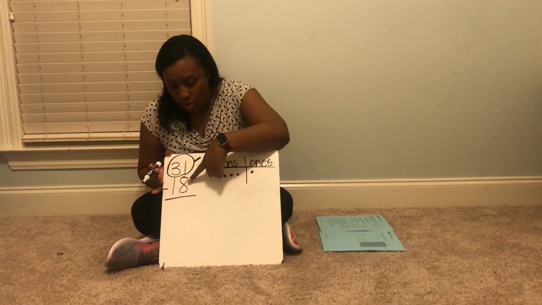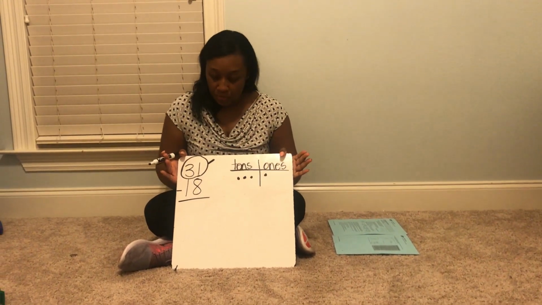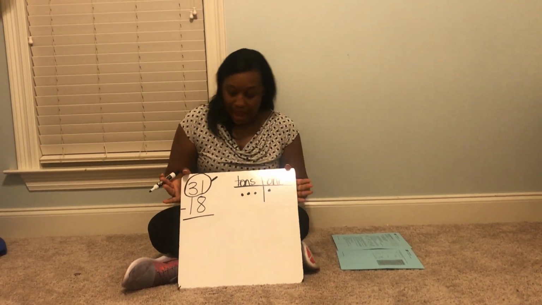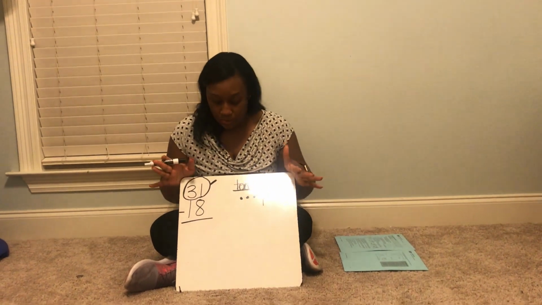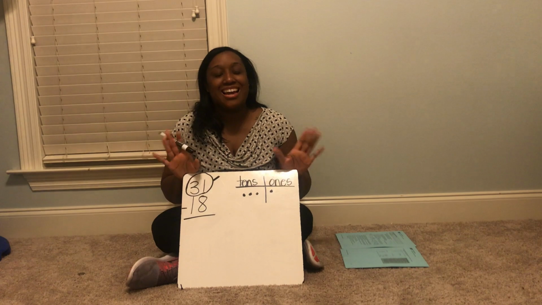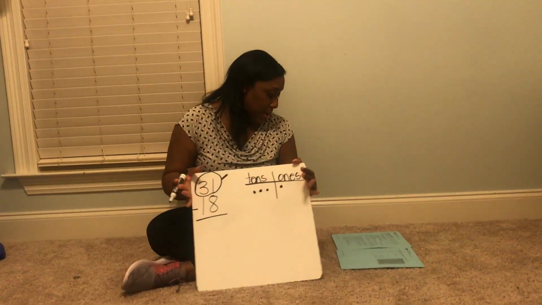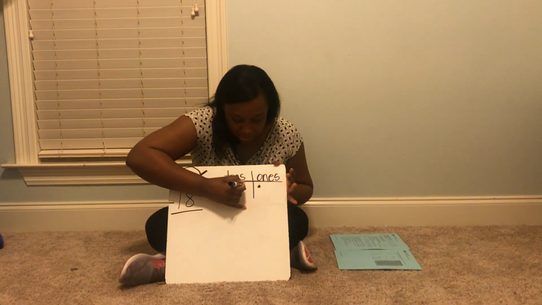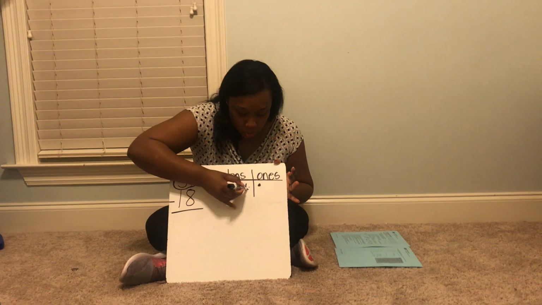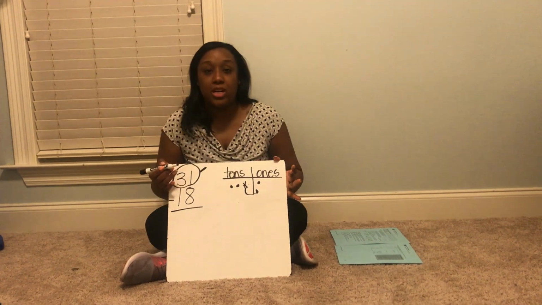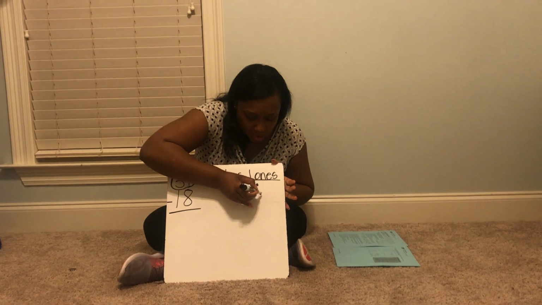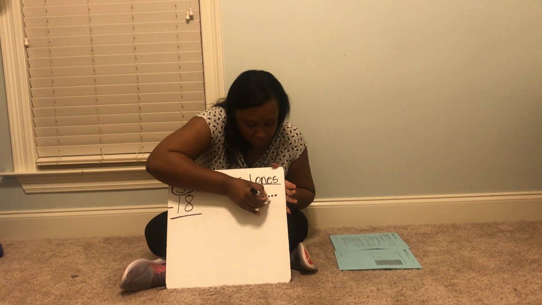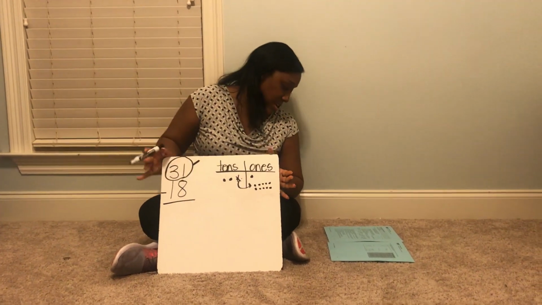So can we take 8 1s from 1 1? No, we cannot. Okay, so I am going to actually have to figure out what I need to do. So what do I need to do? I need to decompose a 10. So I'm going to go into my model and decompose a 10. I'm going to cross out this 10 and decompose it into 10 1s, and I'm going to draw it the 5 group way. 1, 2, 3, 4, 5, 6, 7, 8, 9, and 10.